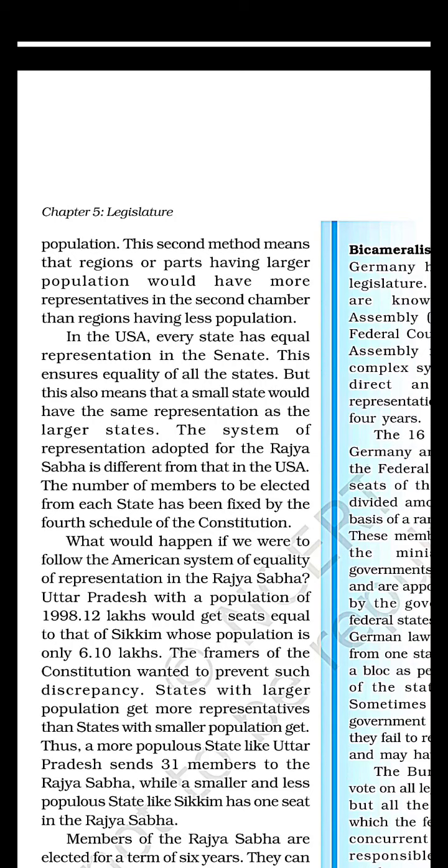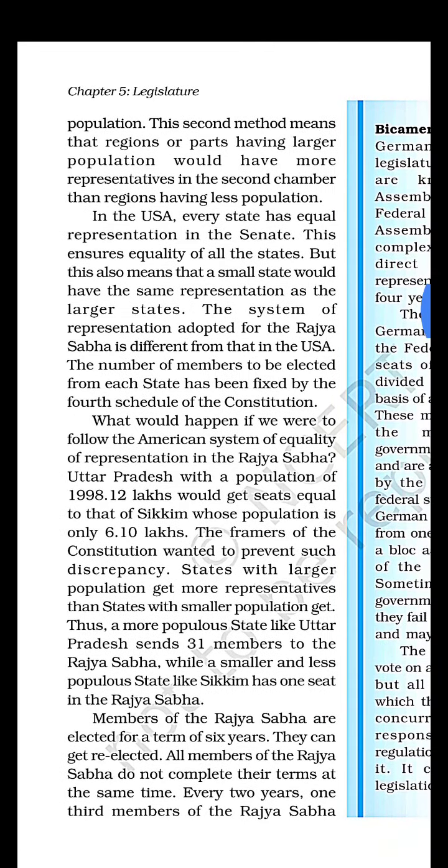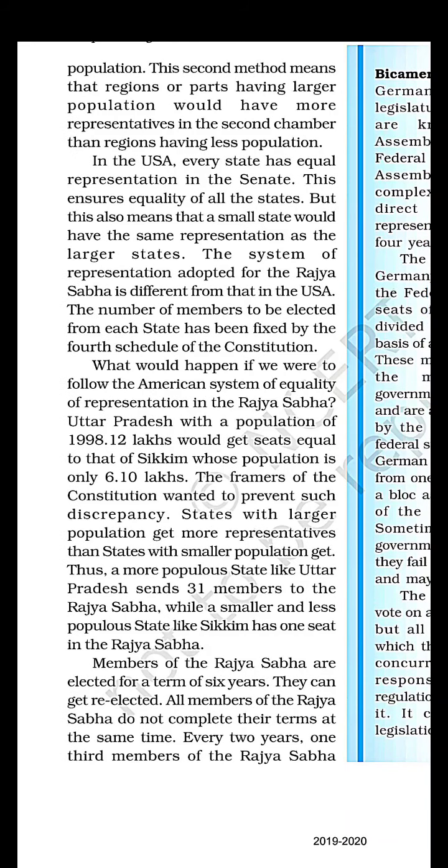This system of representation adopted for the Rajya Sabha is different from that in the USA. The number of members to be elected from each state has been fixed by the Fourth Schedule of the Constitution. Okay, what would happen if we were to follow the American system of equality of representation in Rajya Sabha? What will happen if we adopt this in India? Uttar Pradesh with a population of 1998.12 lakh would get seats equal to that of Sikkim, whose population is only 6.10 lakh.